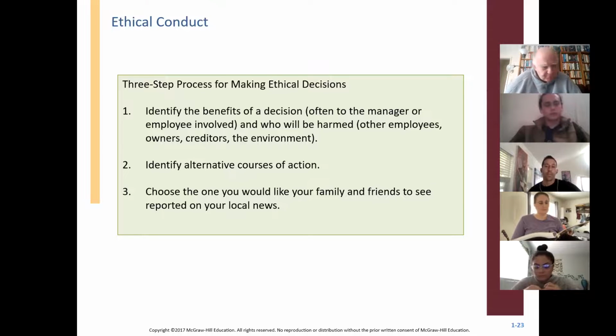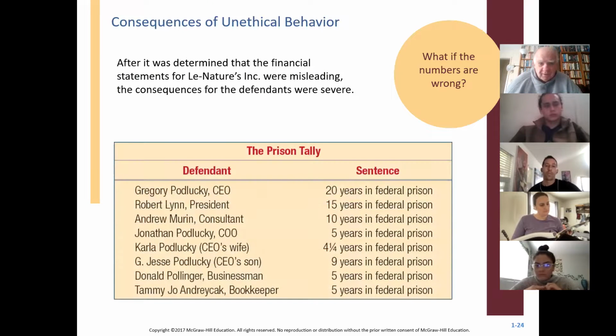Throughout the course, I can regale us with companies that cheated. You saw all these billionaires being perp walked out in handcuffs. That's what they were doing, unethical. And guess what? The company we've been studying, LeNature, turned out to be a bunch of crooks. It was determined that the financial statements for LeNature were misleading. So let's see what happened to the company. The chief executive officer got 20 years in jail. The president, the consultant, the COO, which must have been the guy's son, his wife went to jail. Shame on LeNature.